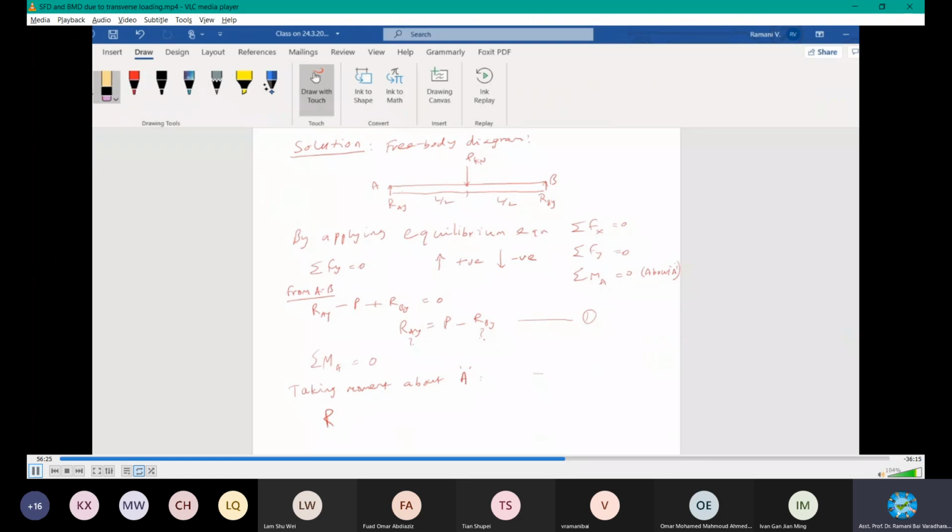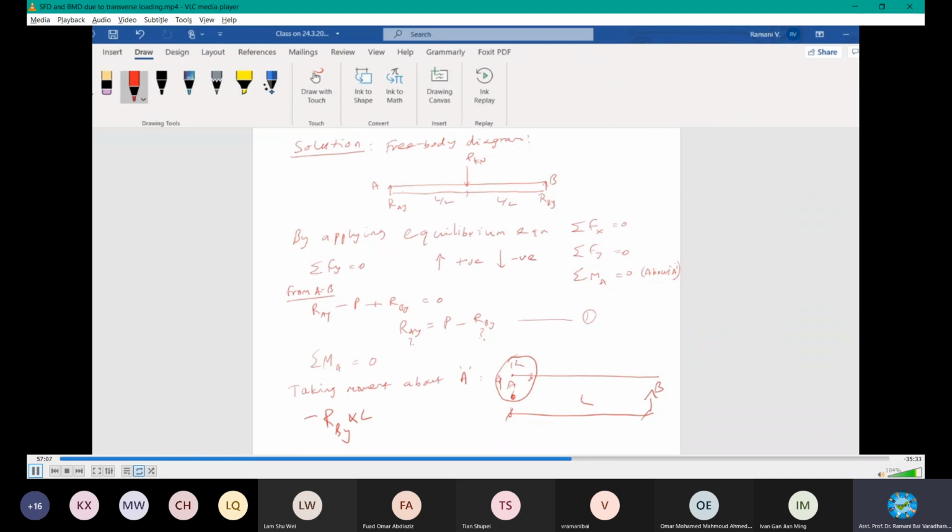I just draw the diagram like this. Please remember the things that we discussed before. If you want to take moment about A, imagine the clock is here, 12, 3, 6, 9. Better follow clockwise and anti-clockwise direction, because it is moment, right? It is like this: RBY times the distance will be negative, into L. The whole distance is L, right? About A it is rotating in this direction, so it is negative.